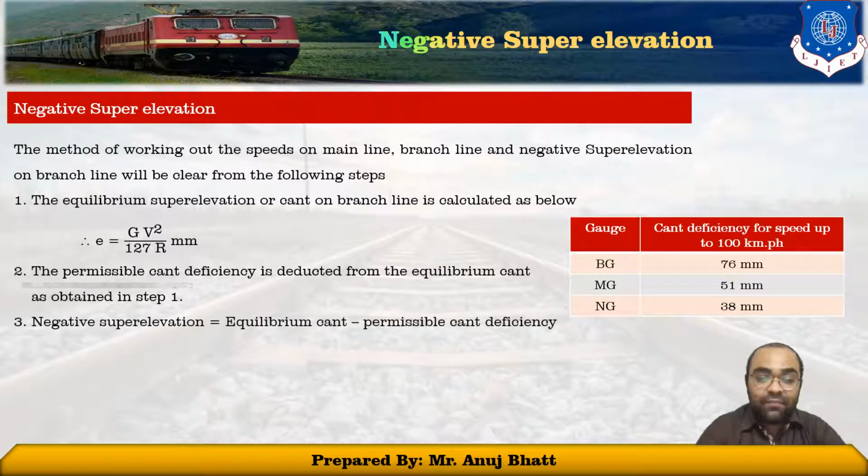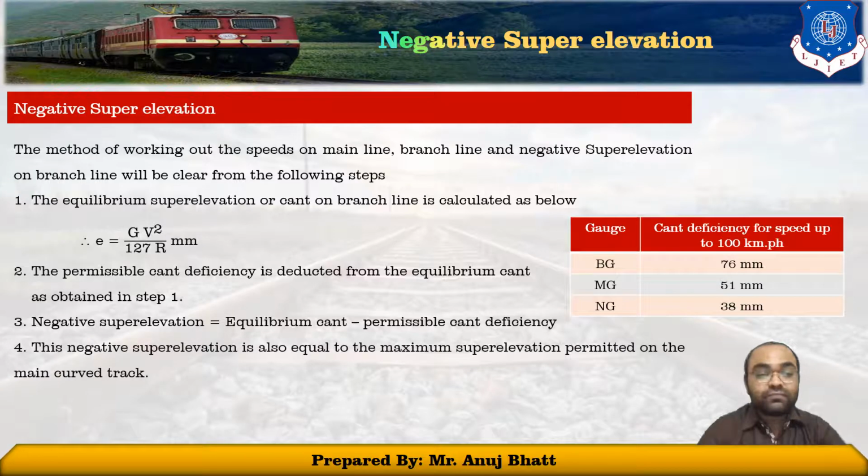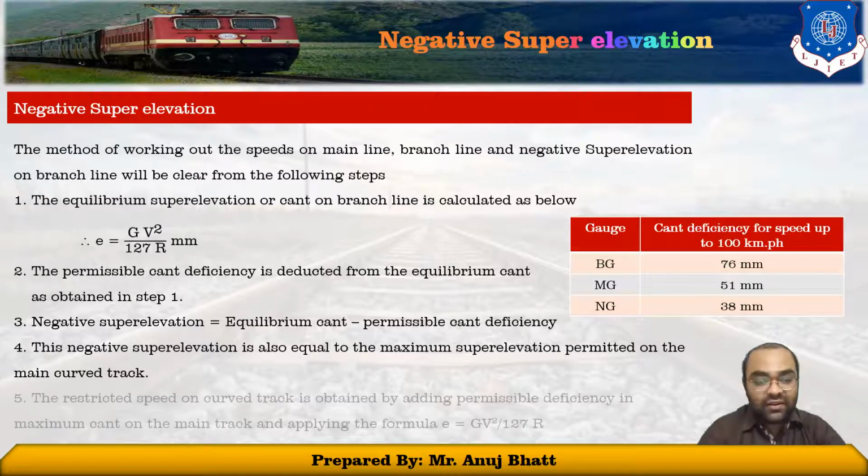The third step is finding out the negative superelevation, and for that we have this equation: the negative superelevation would always be equal to the difference between the equilibrium cant and the permissible cant deficiency. So from this equation we will be able to get the negative superelevation. Then the next step is that the negative superelevation should also be equal to the maximum superelevation that is permitted on that particular main curved track.